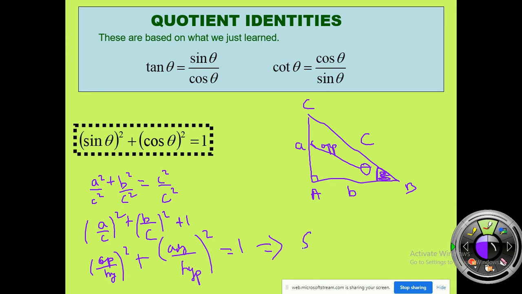It's sine. I can write it like this, sine, but it's squared. Sine squared theta. I can put the square next to sine, all of it. Plus, what is adjacent over hypotenuse? Cosine squared theta is equal to 1. So this formula comes from Pythagoras. So where does it come from? From Pythagoras. So I have now this formula.